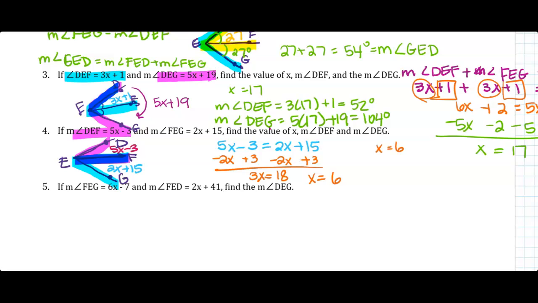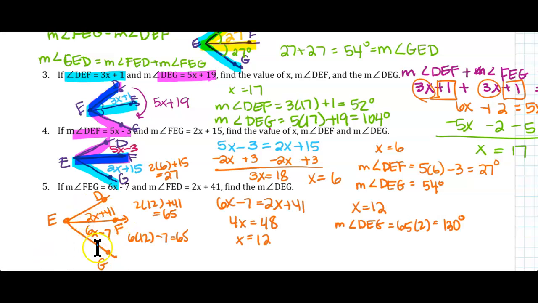Knowing that x is equal to 6, I can plug in to find the measure of angle DEF. That's 5 times 6 minus 3, which would be 27. And then the measure of angle DEG would be the entire angle. So you would want to do 2 times 6 plus 15, which is 27 as well. So you know that they're the same. So that means 54 degrees is your angle. You guys try number 5 and then check back.